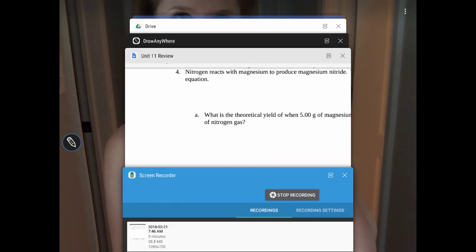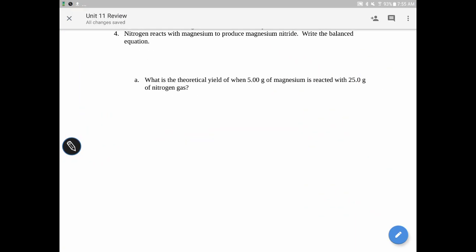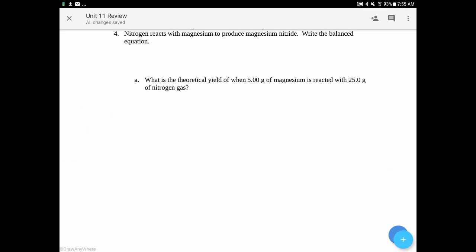Okay, we're going to do a limiting reactant theoretical yield problem. All right, so number 4, the first thing it says to do is write a balanced equation. So first we just have to write the equation. Nitrogen, which is a diatomic element, is N2, because it's diatomic, plus magnesium, which is just Mg and not diatomic, so we're not going to put a 2. And that produces magnesium nitride.